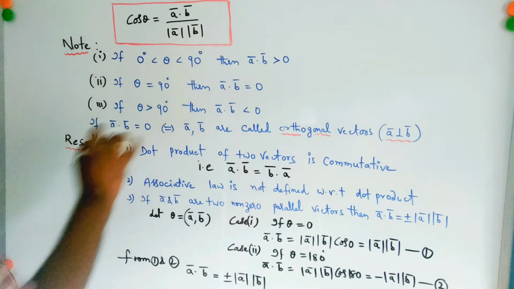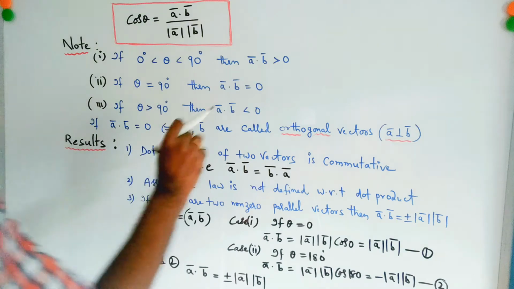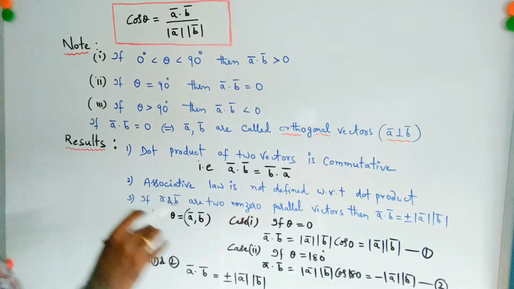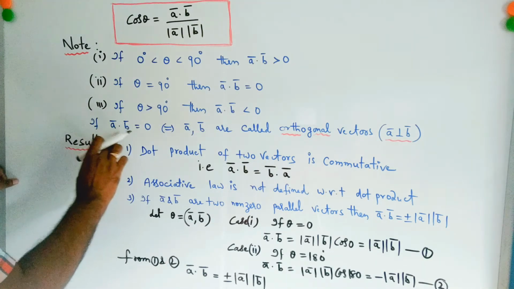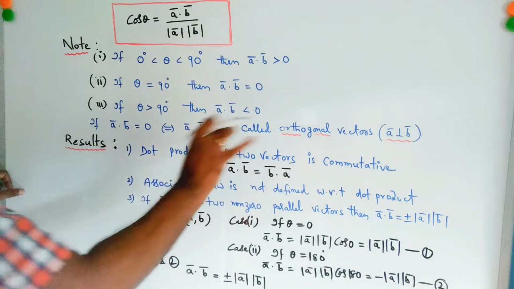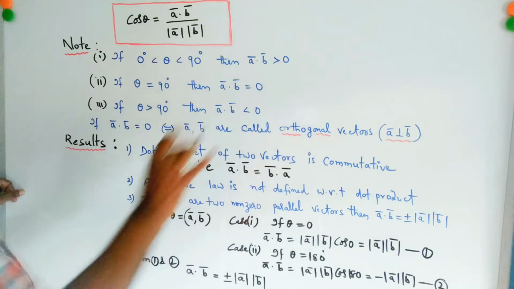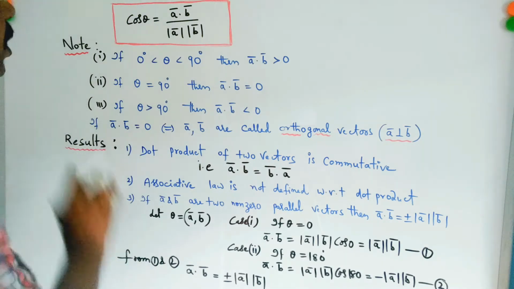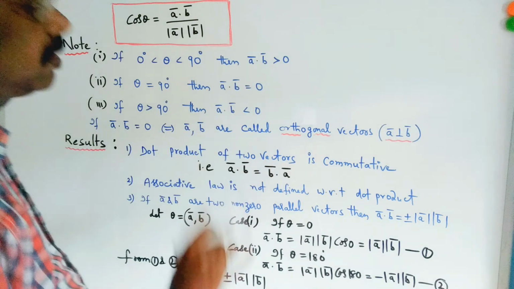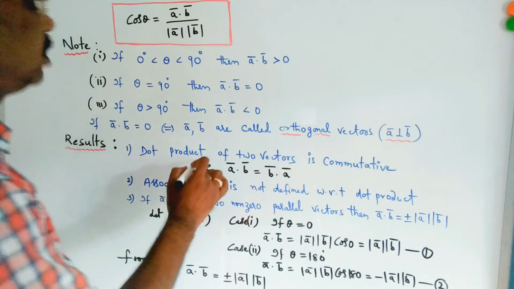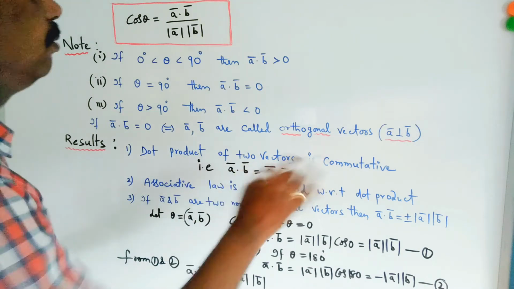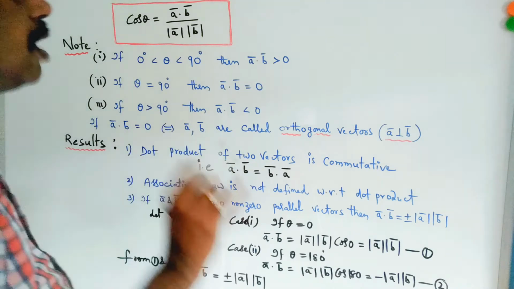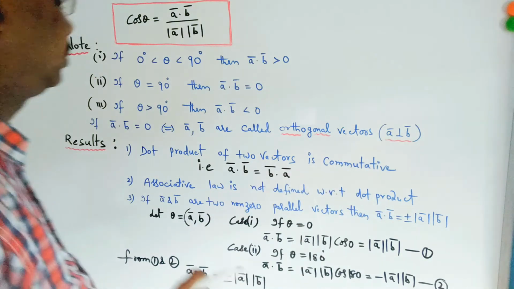If A dot B is equal to 0, then A bar, B bar are called orthogonal vectors, or A bar perpendicular B bar. Now here, important condition: A bar dot B bar is equal to 0 if and only if A bar is perpendicular to B bar. A bar perpendicular B bar means A dot B is equal to 0. Now here, important results: dot product of two vectors is commutative, which means A dot B is equal to B dot A.